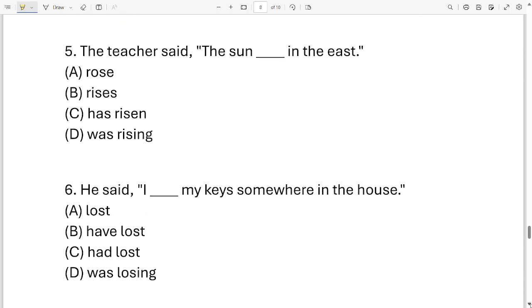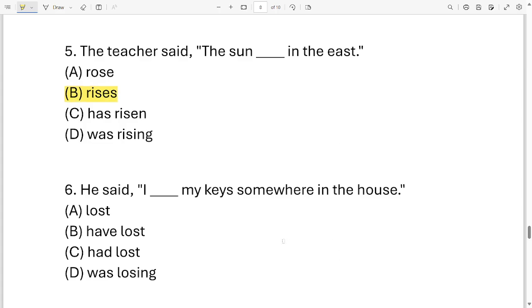Next sentence, the teacher said the sun dash is in the east. Options are rose, rises, has risen, was rising. These are the four options. Which one of them is correct? It is option B. The teacher said the sun rises in the east.